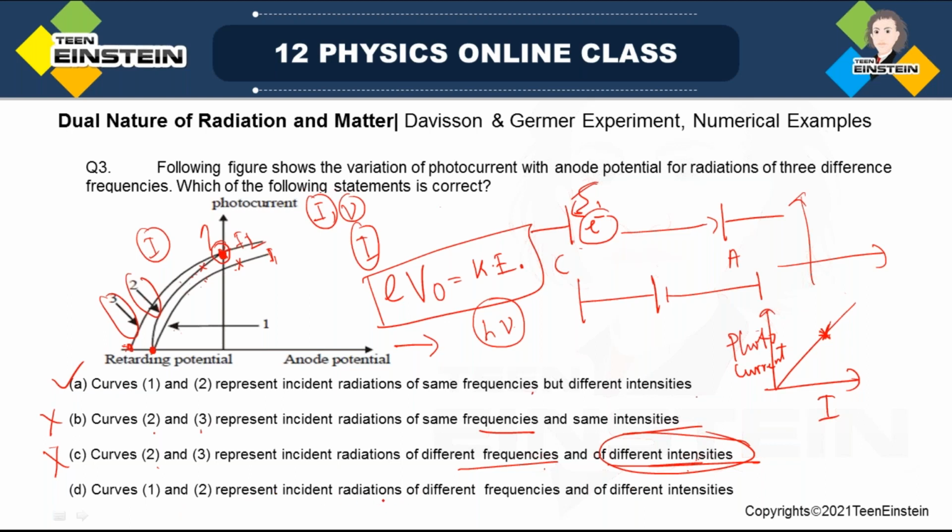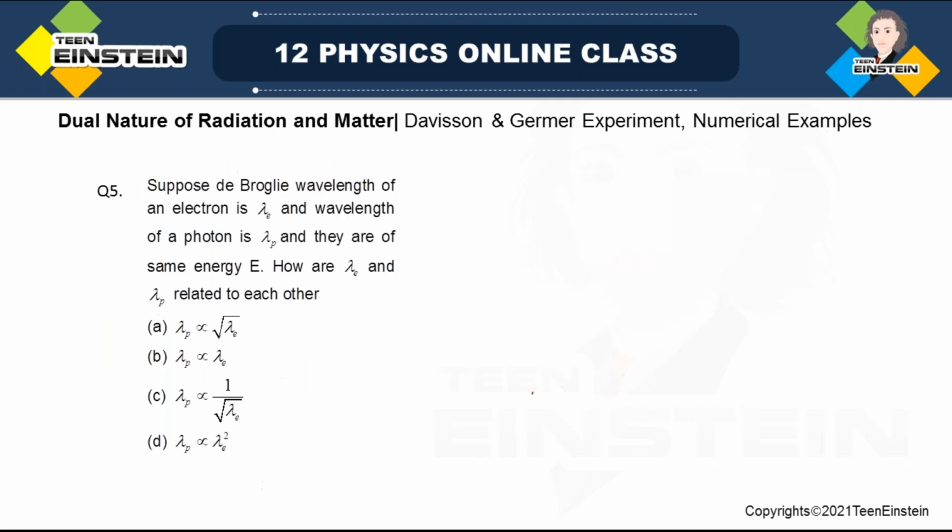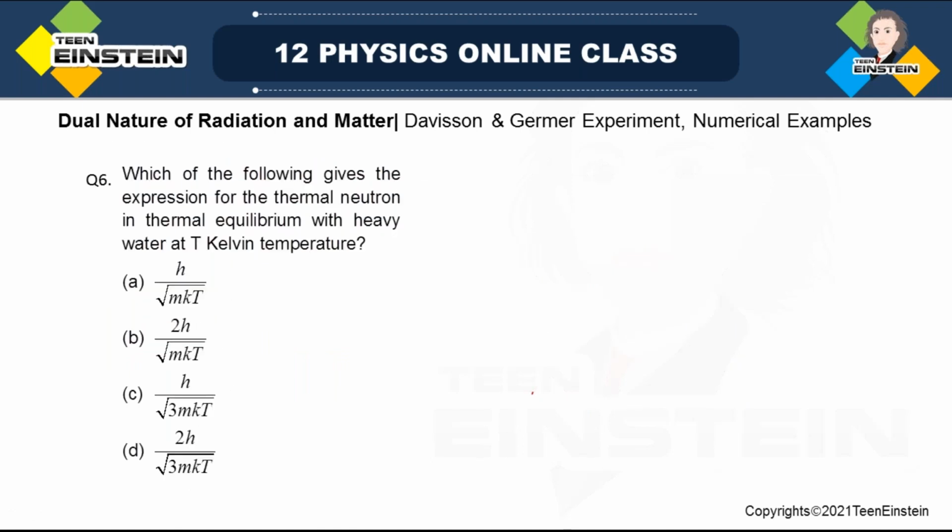Now curves 1 and 2 represent that the incident radiation is of different frequencies. No, this is not true, because they have the same stopping potential, so they must have the same frequency. So this is how there are a few more problems. These are already given in the quiz sheets in our site. Maybe you can go and check there.